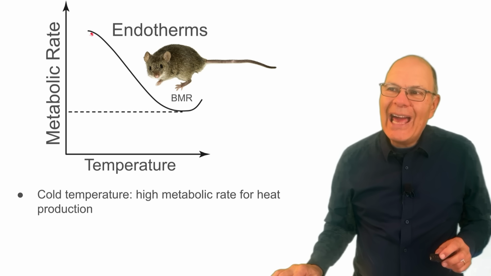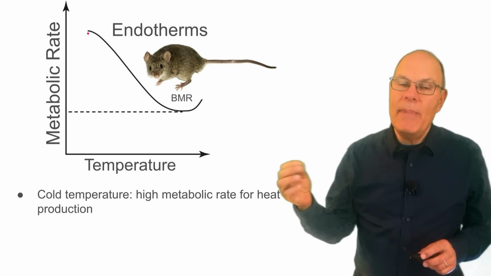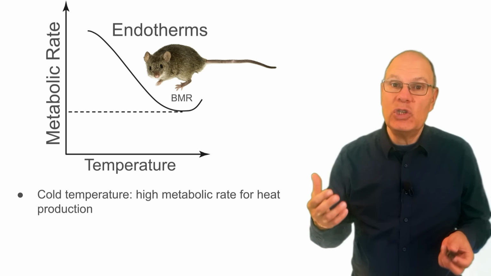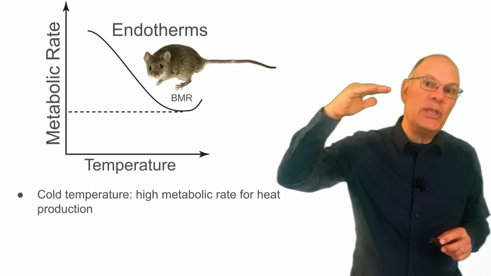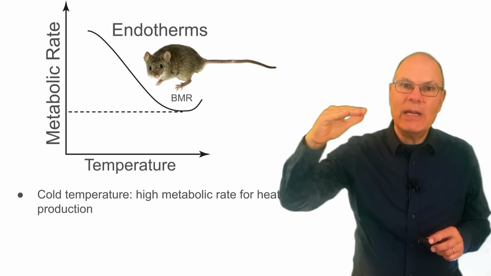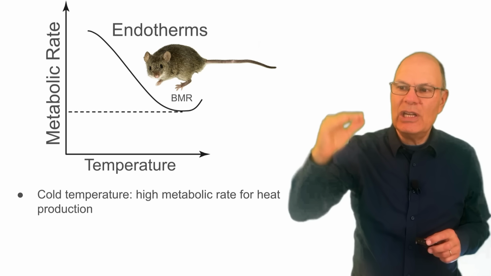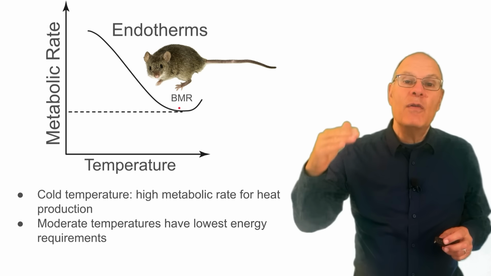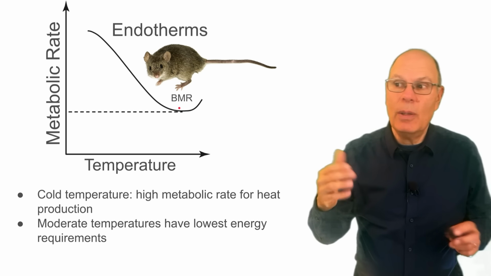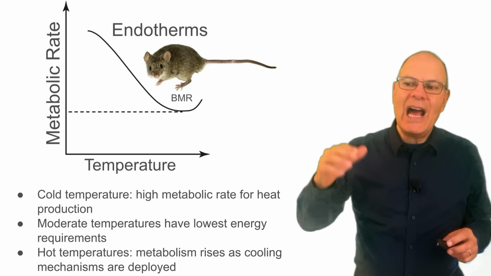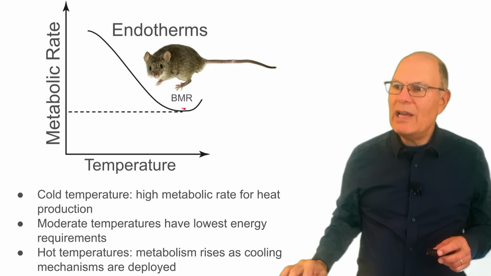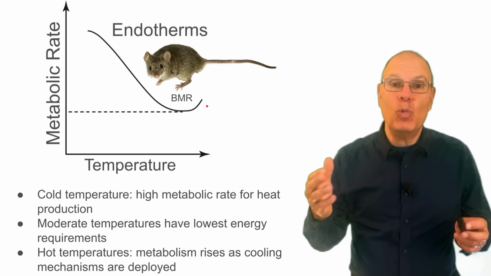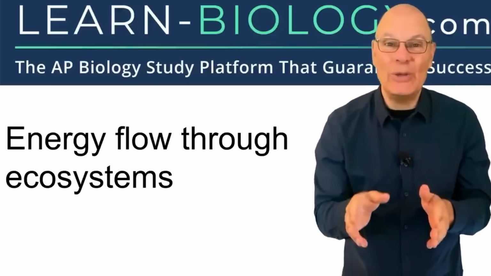To begin with, at cold temperatures, the metabolic rate needs to be high. Why? Because a lot of energy needs to be consumed to create heat so that the animal can maintain its metabolic rate at that high, constant set point. As temperatures become more moderate, the metabolic rate falls, and it can fall to the basal metabolic rate. And as temperatures get high, the metabolism rises as cooling mechanisms are deployed, and those require some energy as well.